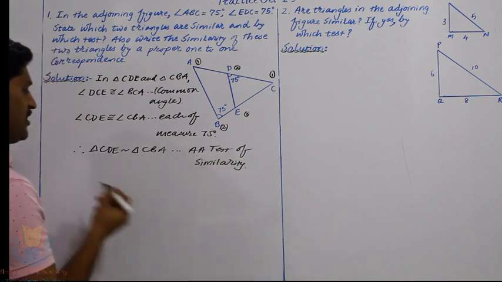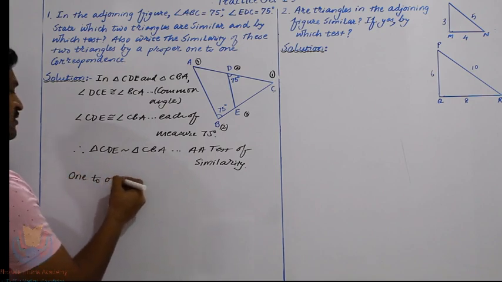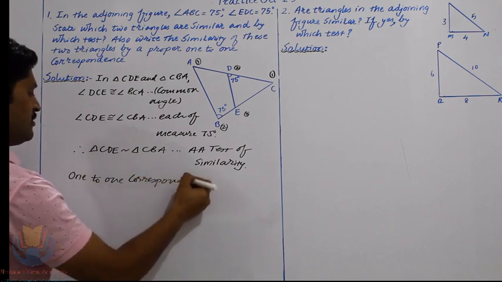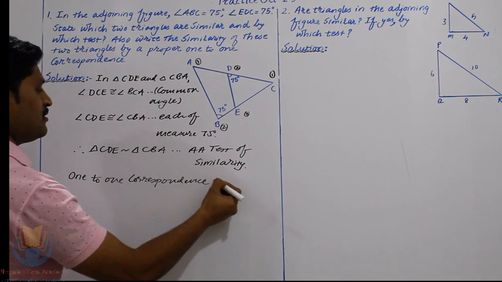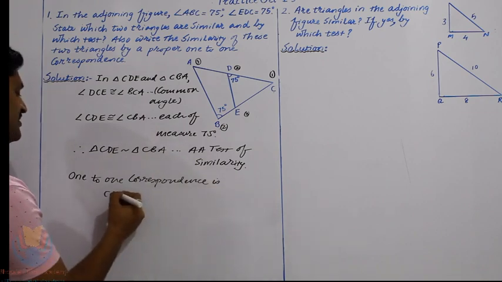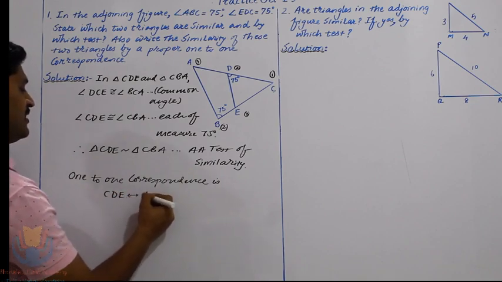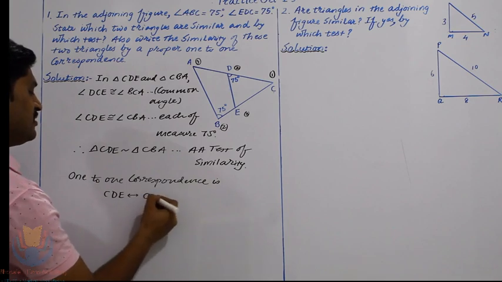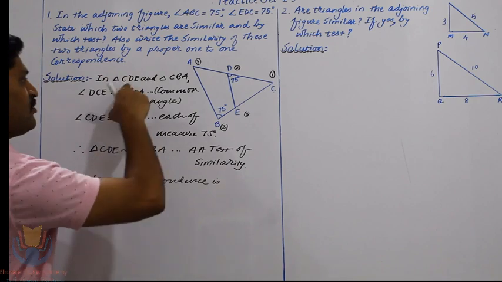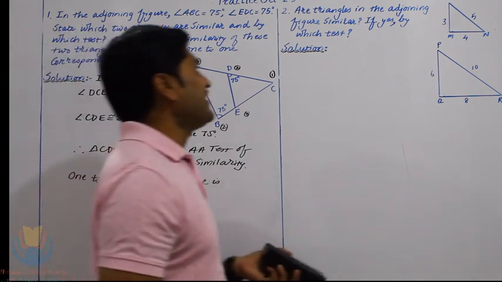And lastly we have to write the one-to-one correspondence of their vertices, that also we will write. And that one-to-one correspondence will be CDE and CBA. So this one-to-one correspondence or the name of triangles can be written in 6 ways. So this is one of the ways. So let's continue with the second question.